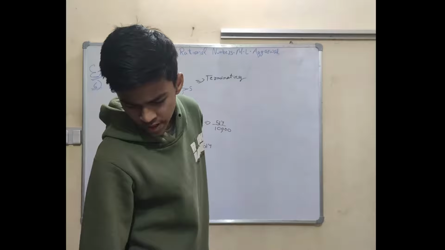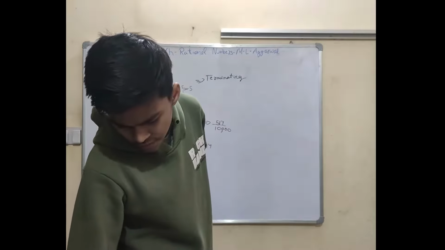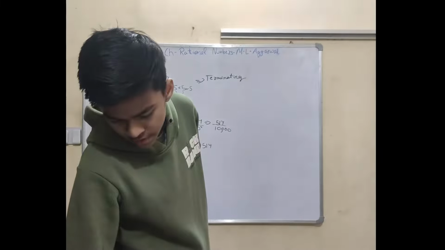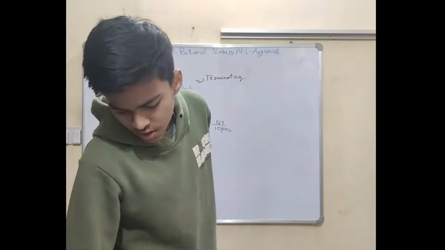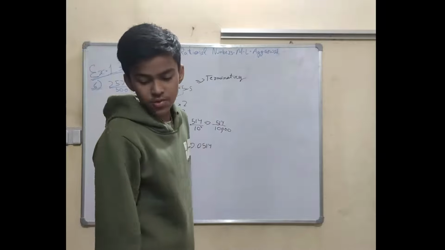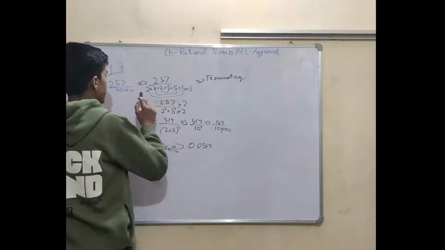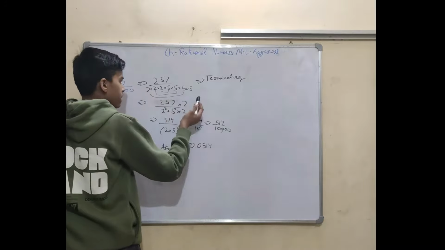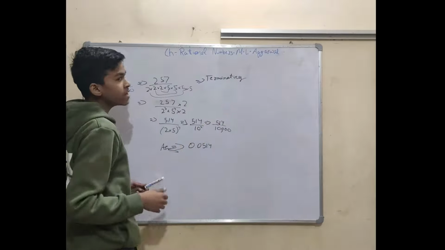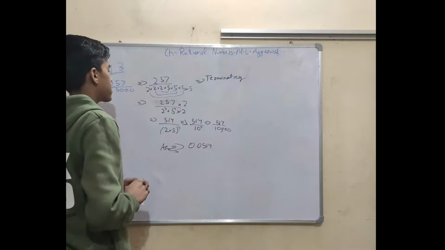For 6th question states that write the denominator of the rational number 257 upon 5000 in the form of 2 to the power m into 5 to the power n, where m and n are non-negative numbers, and hence write its decimal expansion with actual division. So first we have to tell it's terminating or non-terminating. We will do factors which are 2 into 2 into 5 into 5 into 5 into 5, which means it's terminating because it does not have any other factor.